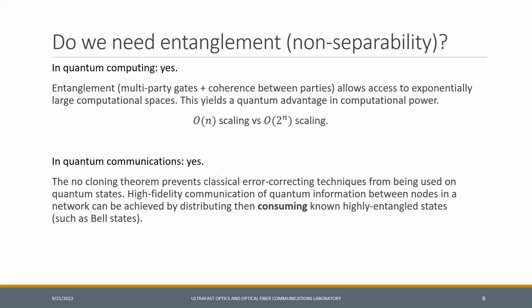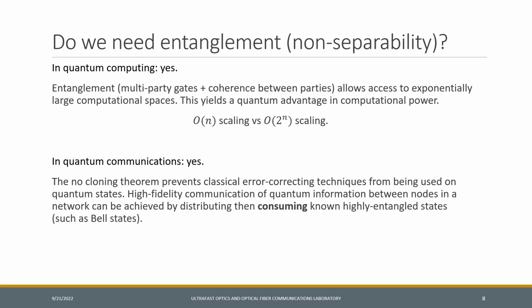Do we need it? Yes, in quantum computing. If you want to actually access the quantum advantage of quantum computing, you need multi-party gates. You need those gates that can span across multiple different parties in your system. And you also have to maintain coherence between the parties in your system. If your parties decohere, they essentially become separable and they're not that useful anymore. You can't use the entire space you want to use. So this is our quantum advantage in computational power, which comes about by entanglement.